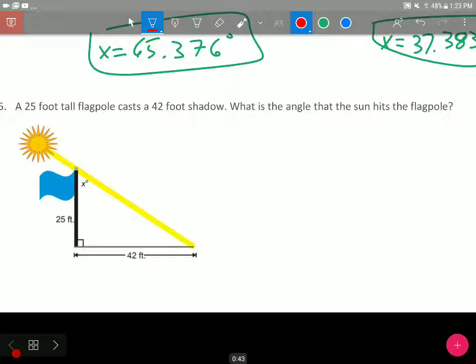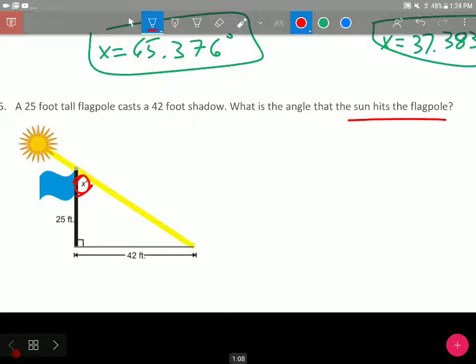That is poorly worded. What is the angle that the sun hits the flagpole? Well, it's poorly worded, but they asked for this one. This is the one they're looking for. I would think that's weird. All right, well, we'll just solve for x because that's what they put there.